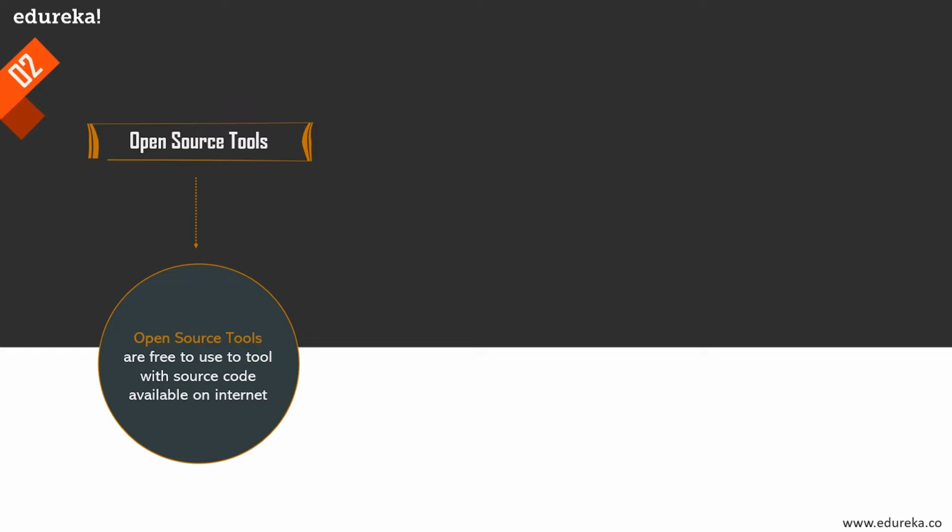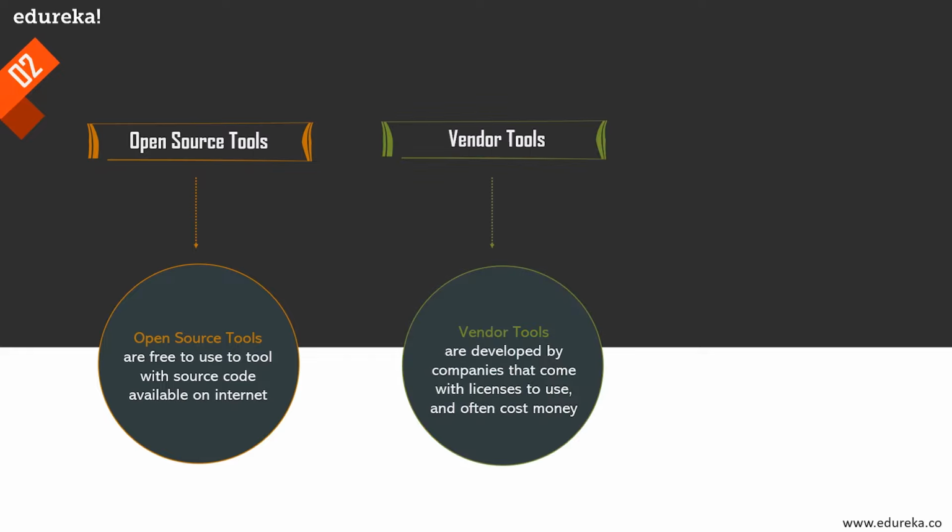These are the advantages and disadvantages of open source tools. Open source tools are nothing but free tools which are available along with their source code on the internet for you to use. And next up, we have vendor tools. Vendor tools are basically developed by companies that come with a license to use, and often they cost money, and a lot. Because they're developed by an outside source, technical support is often available for customers.